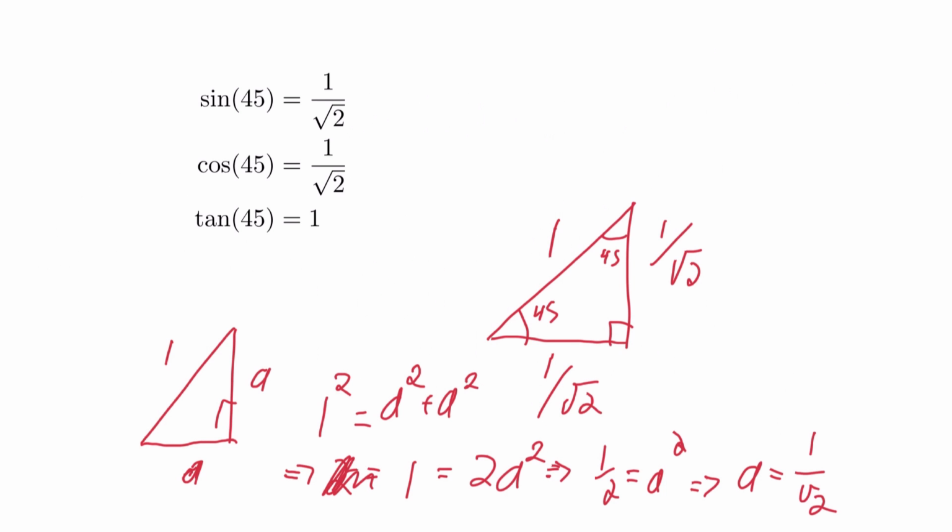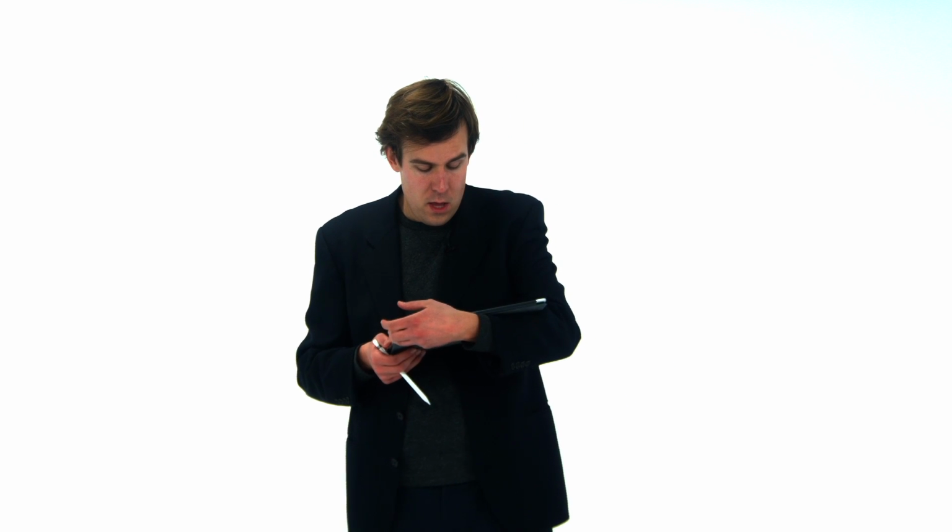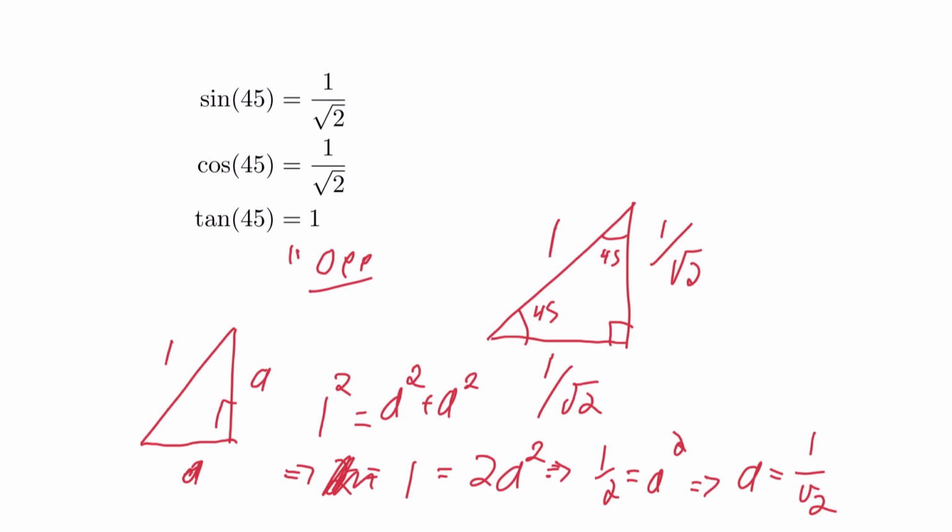So with this in mind, I can again compute sine, cosine, and tangent rather easily. Sine is opposite over hypotenuse, so in this case 1 over square root 2. Cosine is adjacent over hypotenuse, but the opposite and the adjacent are the same in this case. So this is when sine and cosine are equal. They're both equal to 1 over square root 2. And then tangent is opposite over adjacent. In this case, opposite and adjacent are equal, so I just get 1. So 1 over square root 2 over 1 over square root 2, so 1.